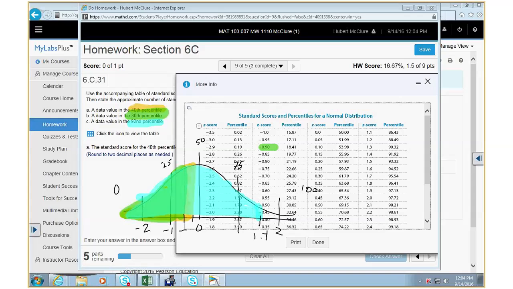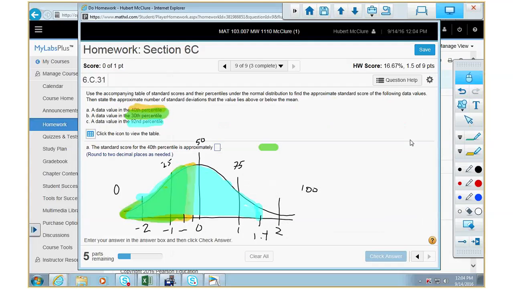Okay, let's see what else. Is that the last question? I'll put 5 or 6 of those on the test. I'm kidding. I don't know how many I put on the test. So let's see if I'm right. What was this one? Negative 0.25?